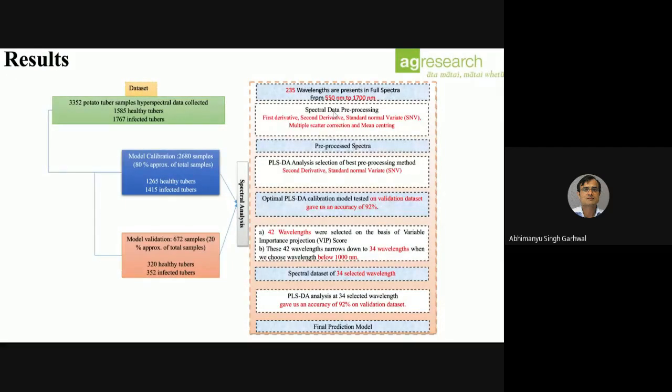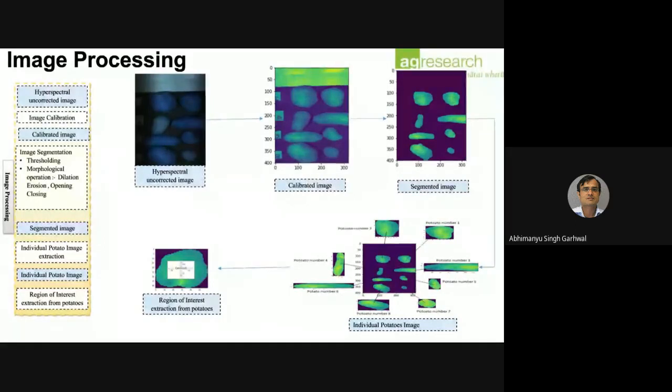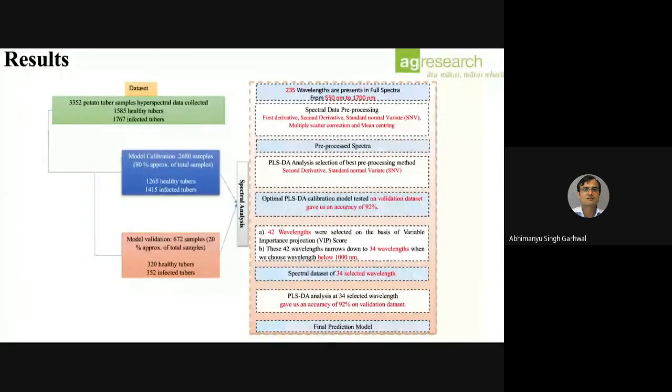Then we use some spectral data processing. This part was the spatial image processing, and that is the spectral part. We use first derivative, second derivative, and standard normal variate. We want to identify which one is the best approach for our case. So we applied all different kinds of pre-processing, and we identified the best one. After that, on the pre-processed spectra, we did analysis using PLSDA, and we tried different combinations. From those different combinations, we can see that it gives an accuracy of 92%.